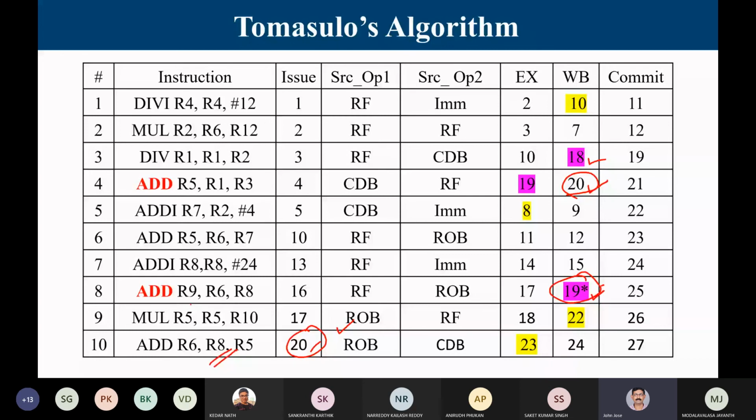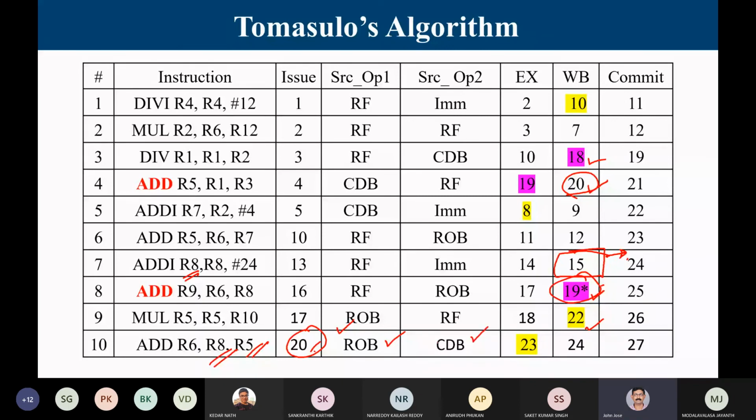R8 here will be written at clock cycle 15. From 15 to 24, the value of R8 is in the reorder buffer. And for the second one, R5 at clock cycle 20 is still getting updated. The R5 value is still getting updated, and at 22 only it will be generated. So I have to wait till the CDB.